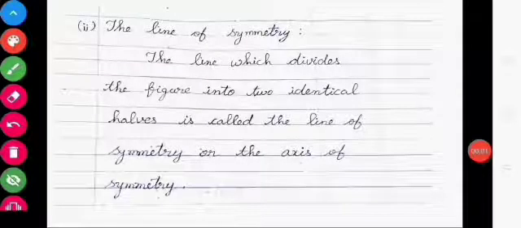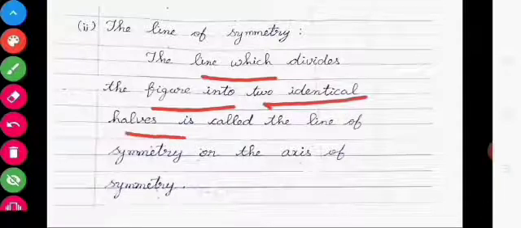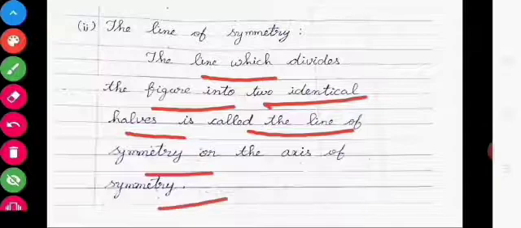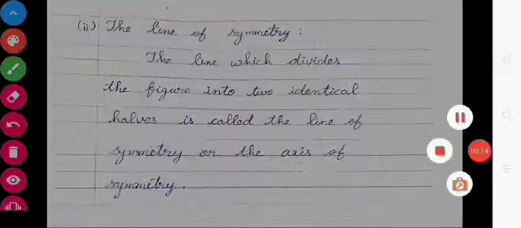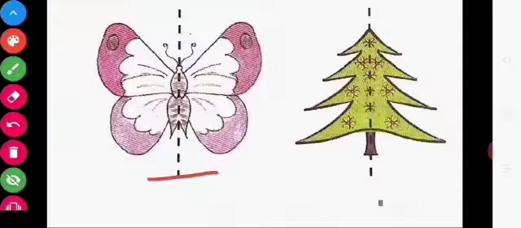Next one, it is the line of symmetry. The line which divides the figure into two identical halves is called the line of symmetry or the axis of symmetry. See in that picture, the dotted line in each object has divided the object into two parts of equal shape and size. So it is the line of symmetry.